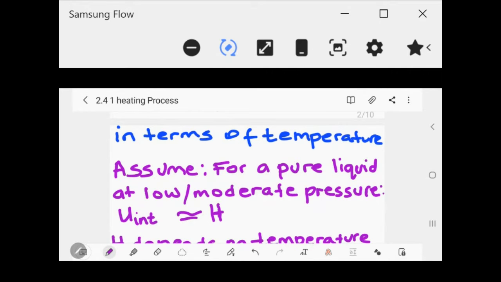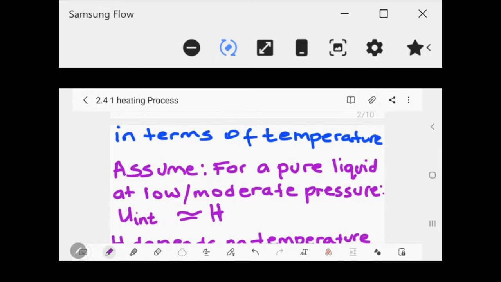And so we can assume that for a pure liquid, at moderate or low pressure, the internal energy is equal to the enthalpy. Okay, so you may be wondering where I'm getting all these assumptions. These are detailed in Appendix B, and Appendix B is a revision of your thermodynamic principles. So please do review them. When I was preparing for this lecture, I thought to myself, oh, I don't want to go and read Appendix B, but it will remind you of everything that you've learned in thermodynamics.